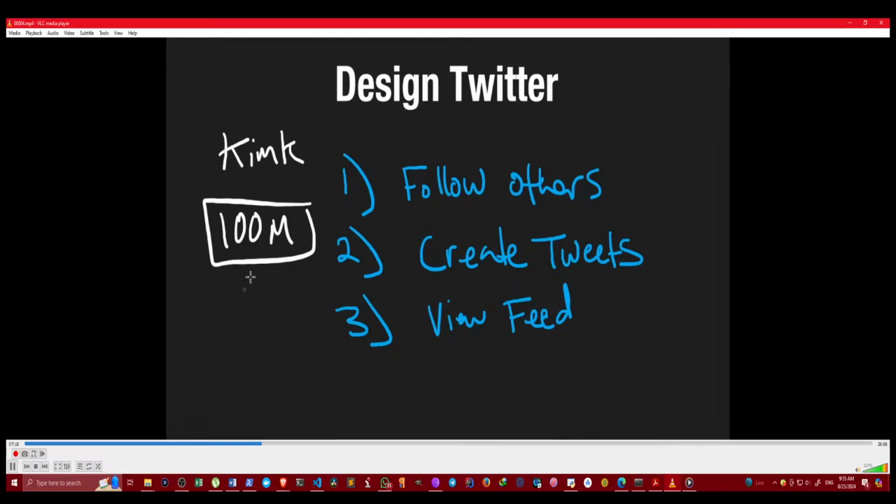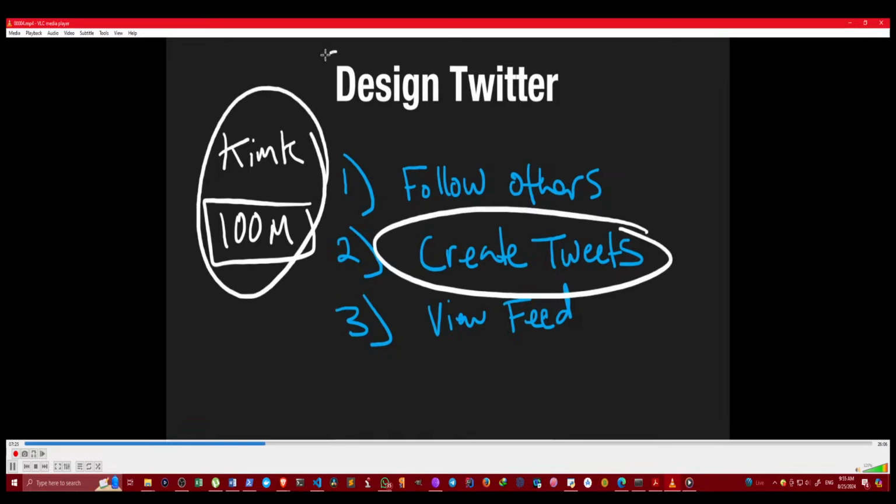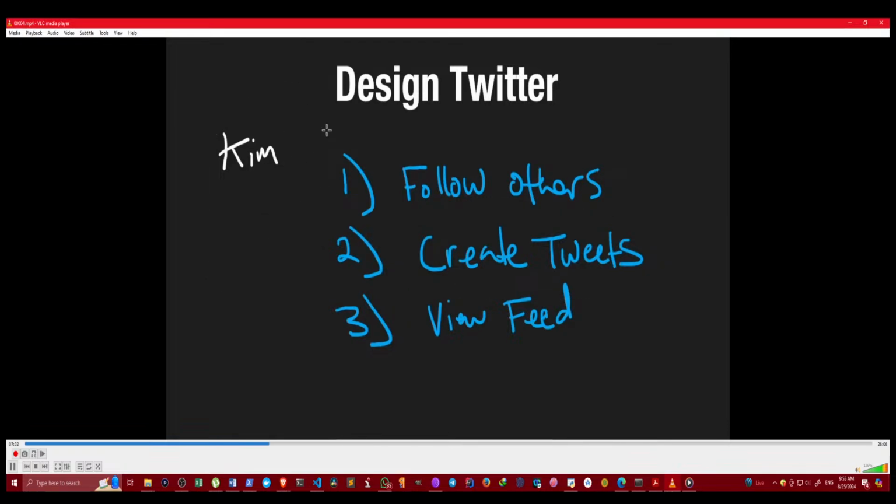So this is the more important consideration, people who have a massive amount of followers. So the question is going to be, for all the people that follow Kim Kardashian, how are they going to get the tweets? This is kind of hinting to us that wherever we're storing her tweets, it's going to get overloaded pretty quickly. So now that we kind of know what we're looking for, let's get into the high-level design.